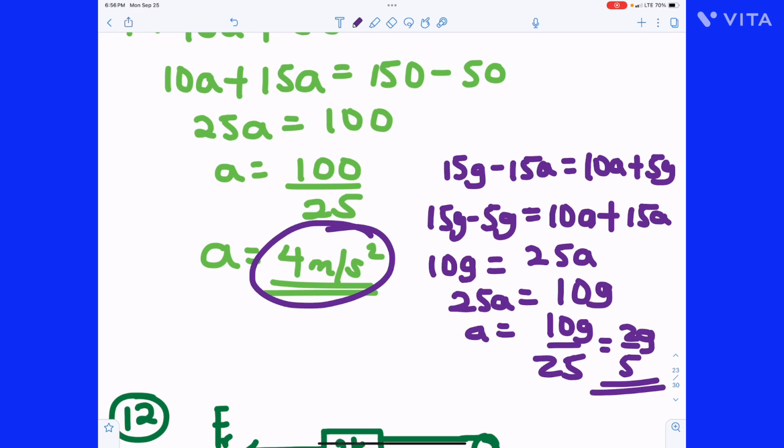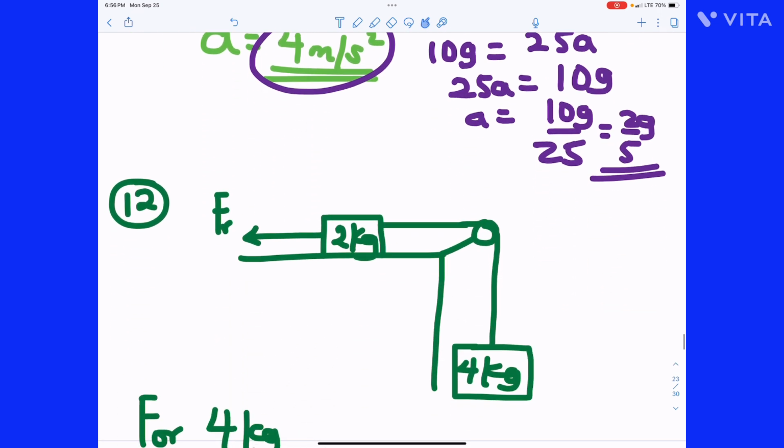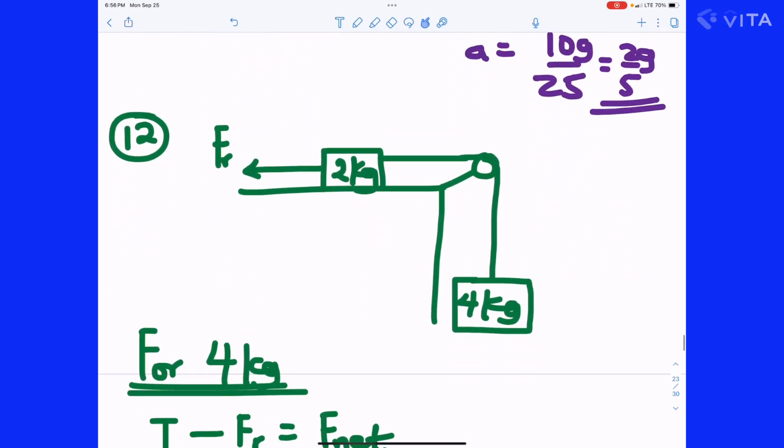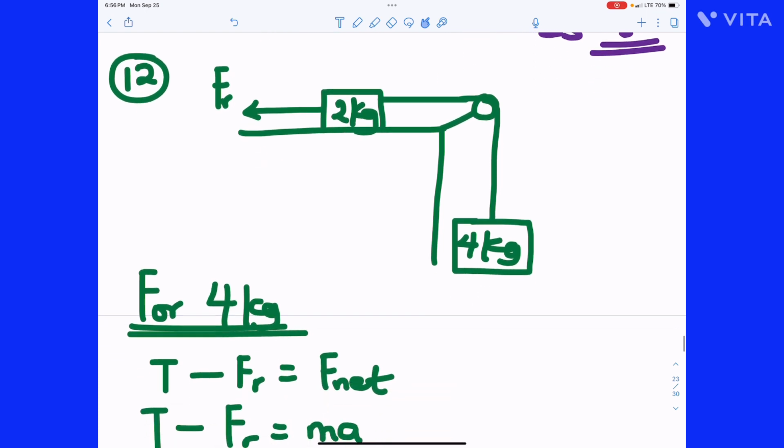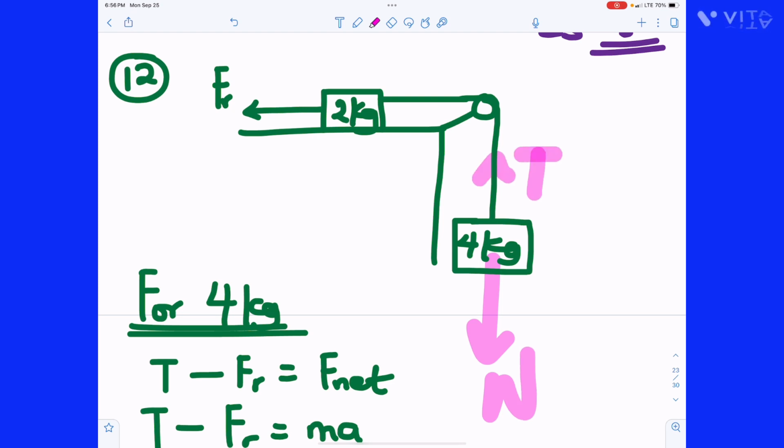So if we are not asked to evaluate g, or we are not given the value of g, that's how our answer will look. Question 12. This is similar. For the 4 kg mass, the weight of the 4 kg mass overcomes the tension in the string. But for the 2 kg mass, the tension in the string overcomes it.